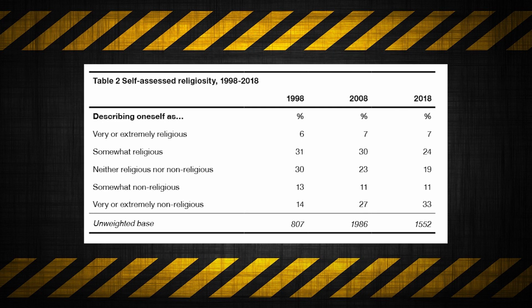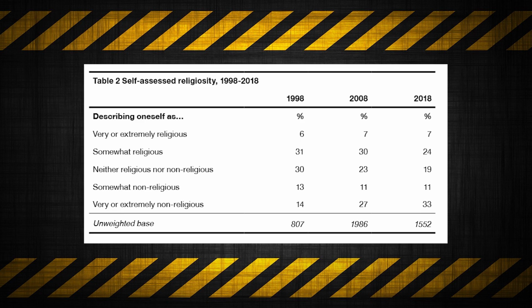Table 2, self-assessed religiosity. They asked all the respondents to describe themselves from very or extremely religious through to very or extremely non-religious. Now, the first thing I want to point out is look at this. Somewhat non-religious has actually dropped since 98 from 13% to 11%.